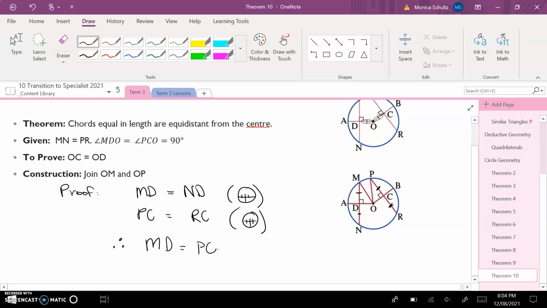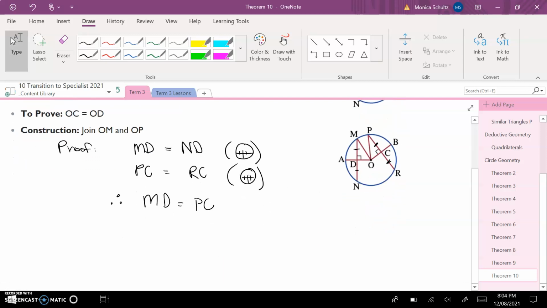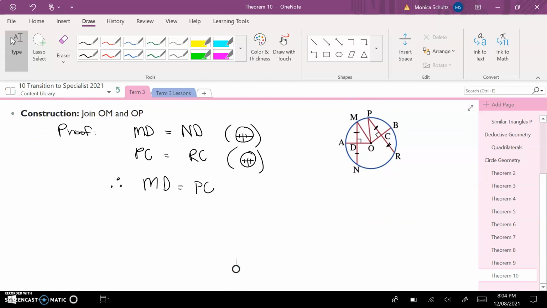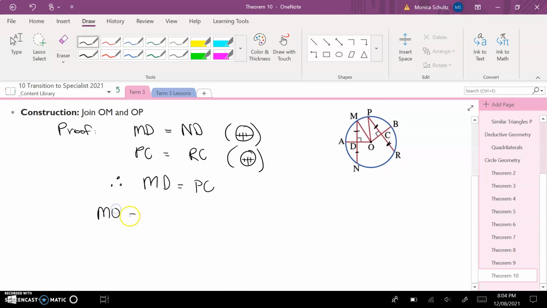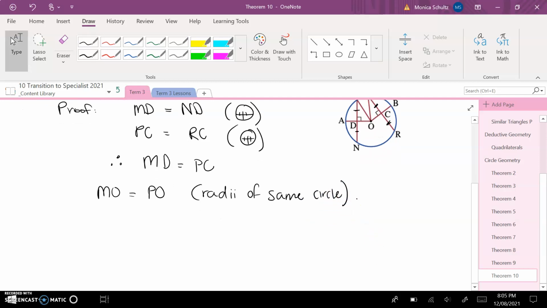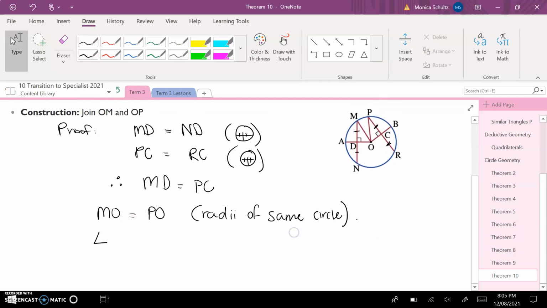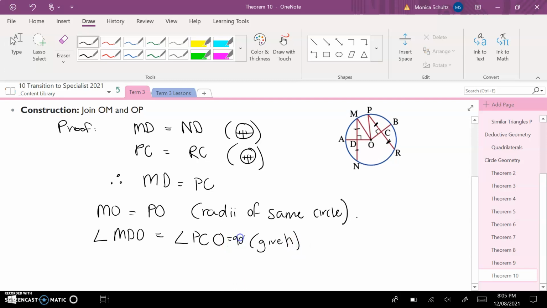So now we have two sides in common. We also have radii, so MO is equal to PO because they're radii of the same circle. Now we have two side lengths and we also have a right angle in there. So my right angle MDO is equal to angle PCO, and that's a given. I should also say that they're both equal to 90 degrees.